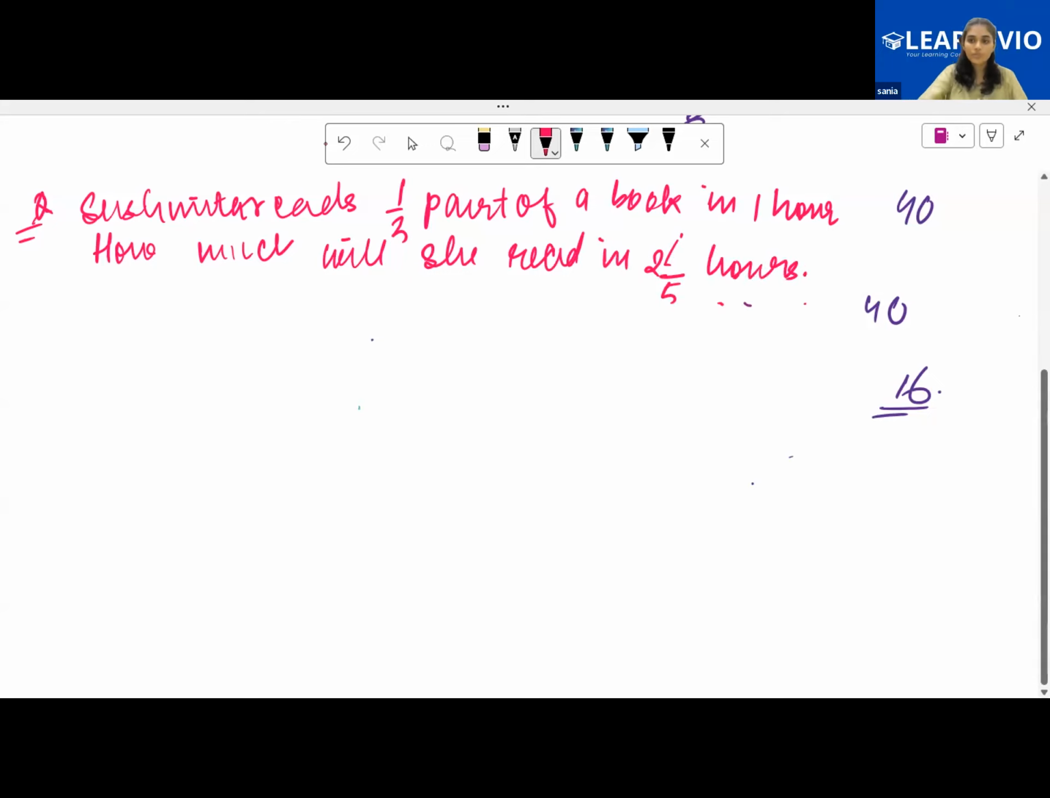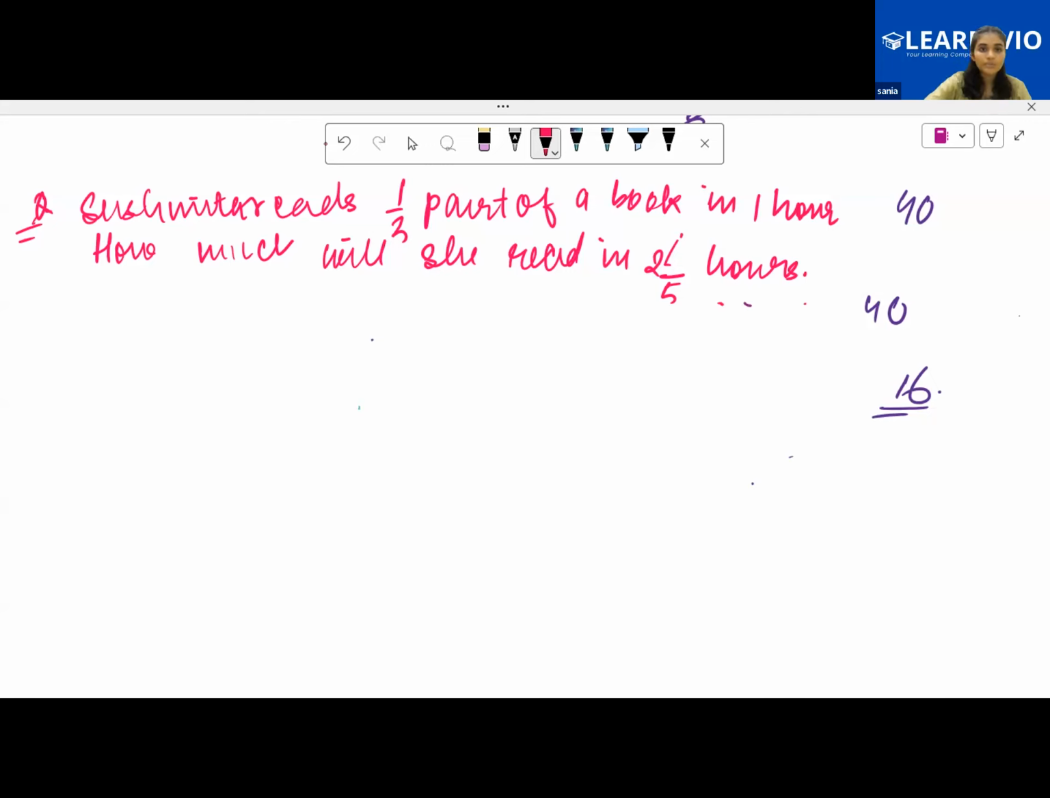See, let's just go behind the concept of this question. So in 1 hour, Sushmita is able to read 1/3 part of a book. That means if a book has 90 pages in it, Sushmita will be able to read 30 pages out of that in 1 hour. So she's completing 1/3 part of the book in 1 hour. Now the question is, how much of the book will she read in 2 whole 1/5 hours? You can simply follow the unitary method to solve this.